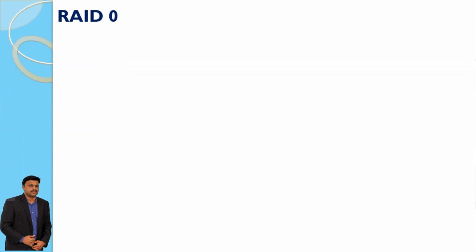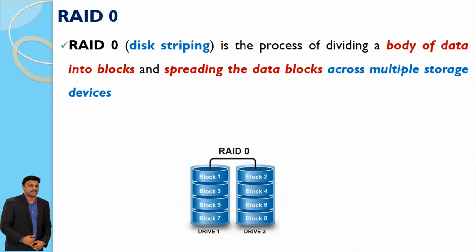RAID 0, also known as disk striping, divides data into blocks and spreads them across multiple storage devices. While this improves performance, it also means that if one drive fails, all data is lost.